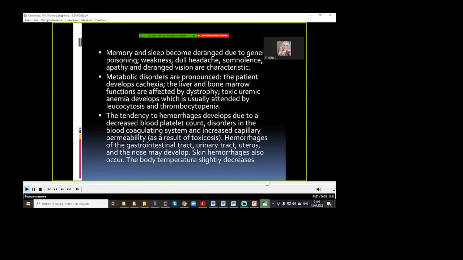Toxic uremic anemia develops, which is usually attended by leukocytosis and thrombocytopenia. The tendency to hemorrhages develops due to a decreased blood platelet count, disorders in the blood coagulating system, and increased capillary permeability as a result of toxicosis. Hemorrhages of the gastrointestinal tract, urinary tract, uterus, and the nose may develop. Skin hemorrhages also occur, and the body temperature also may be decreased.